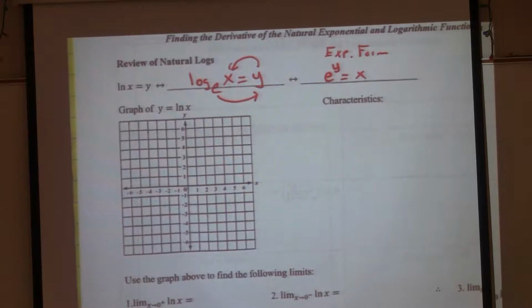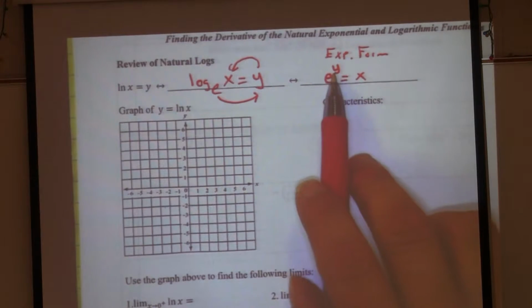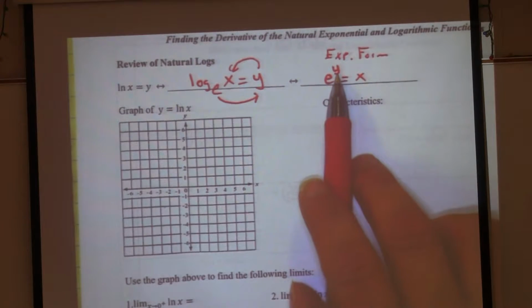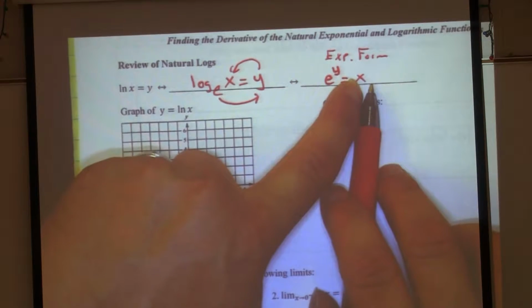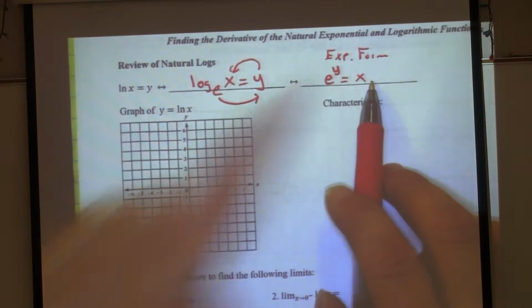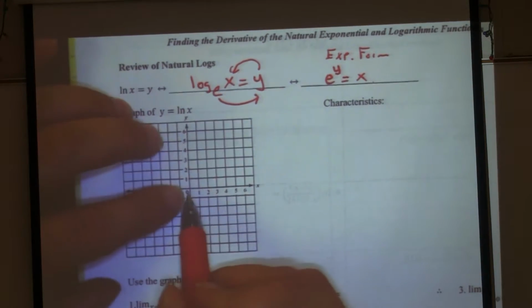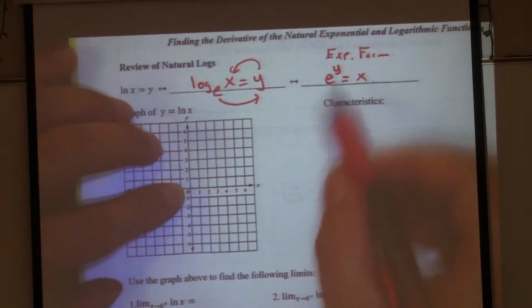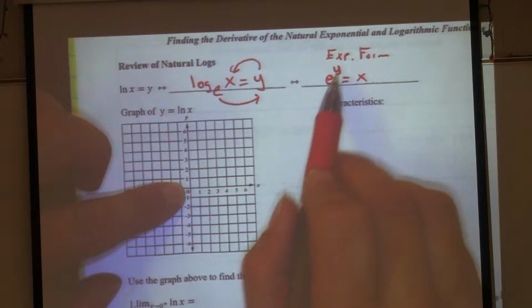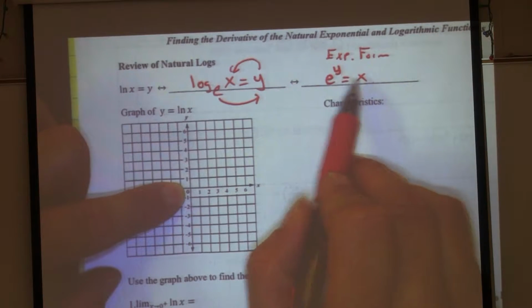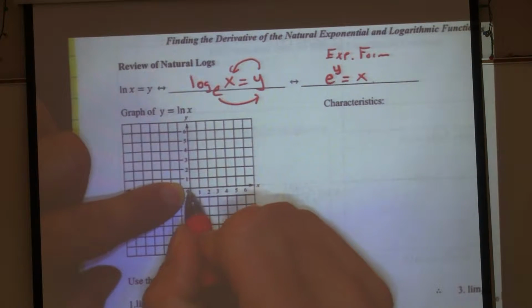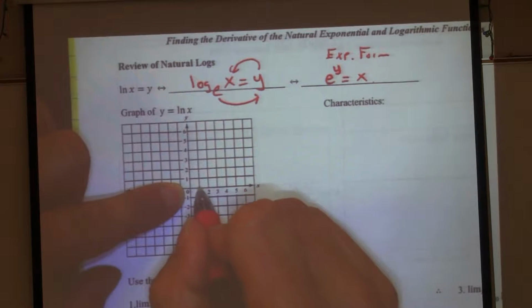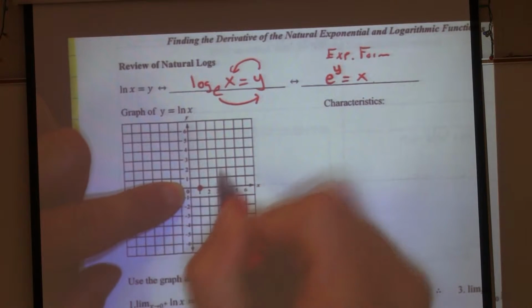Alright, so let's plug in some numbers and see what we end up with, okay? Now be careful here because you have to think of it differently: here we're plugging in y's and our answers are going to be x's. So that's the difference here. Let's pick a y value, let's pick 0. What happens when I put 0 in there? What's e to the 0 power? 1. So that means when I put 0 for the y, my x has to be 1. So I have to go 0 and then I have to have the 1 value right there. You understand?